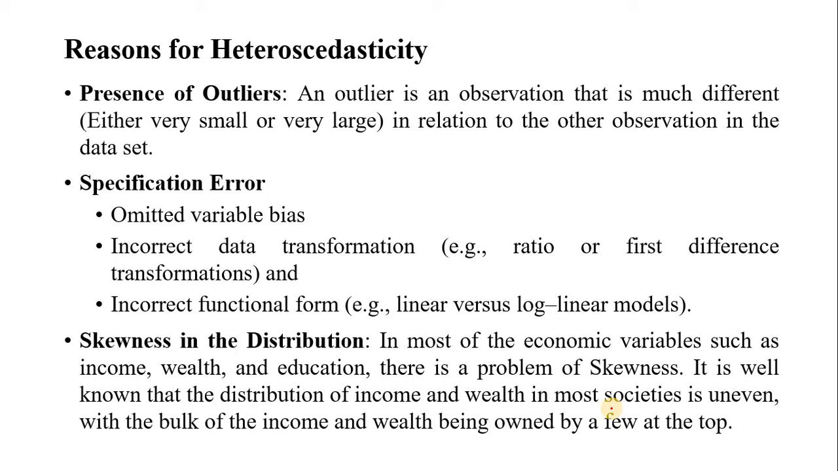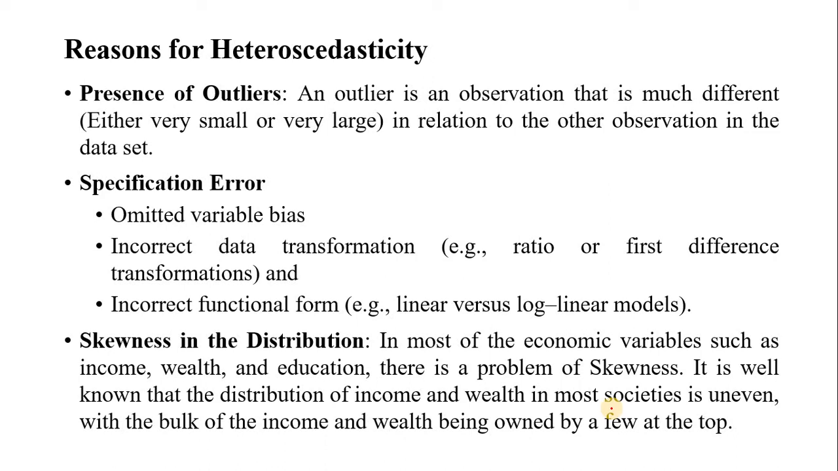Similarly, the next reason is the presence of outliers. What is an outlier? An outlier is nothing but either a very small or very large value in a data set compared to other values in the data set. Suppose the data is 1, 2, 3, 4, 5, something like that. Then there is one value which is 100. Then 100 is an outlier when you compare it with all other values.